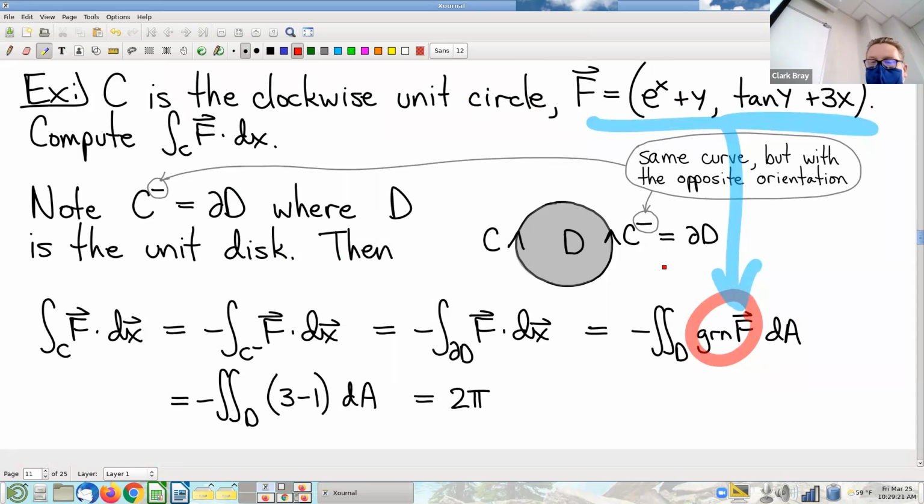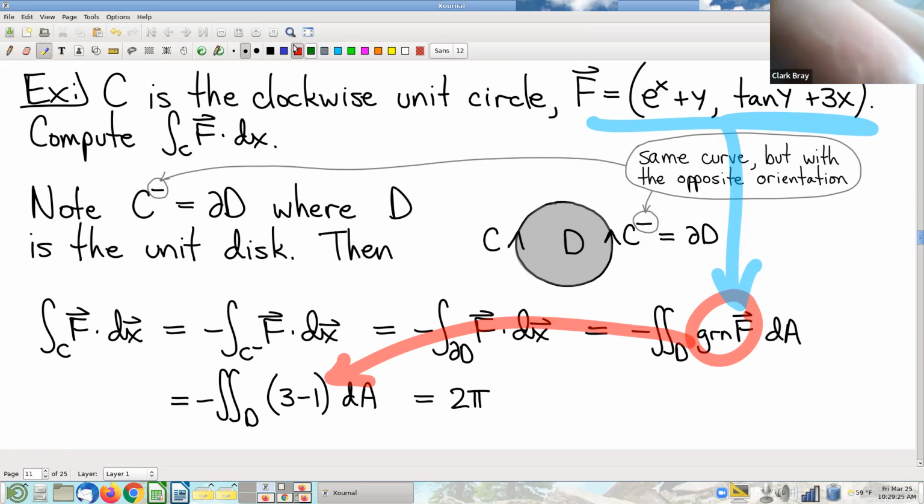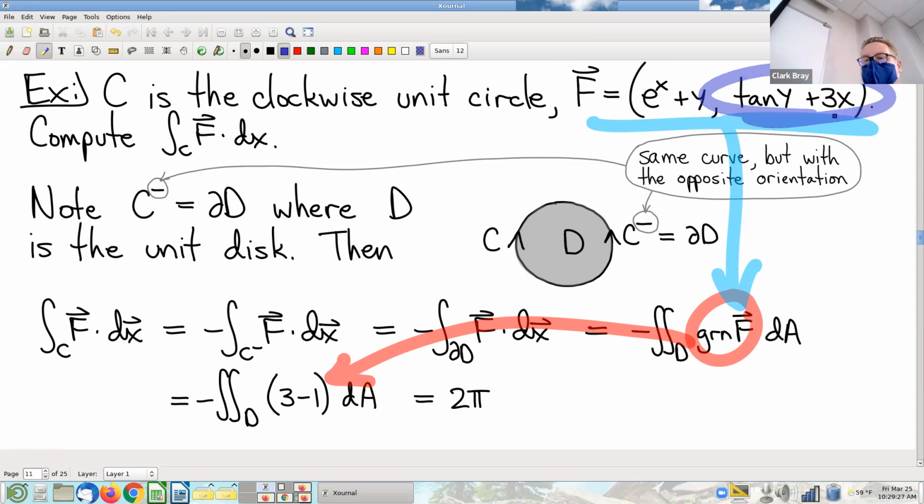So computing that for this vector field, let's see, we need the x partial of that, 3, minus the y partial of that, 1. And so really easy calculation for Green's operator, it's 2. Double integral is trivial because it's a known domain. This is a unit disk, and it's all over but the shouting.